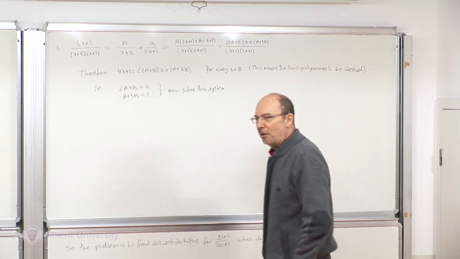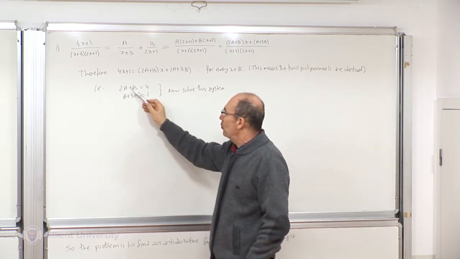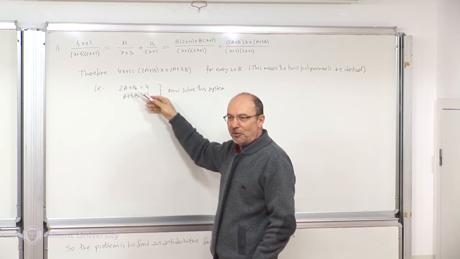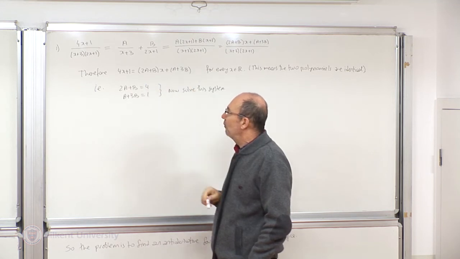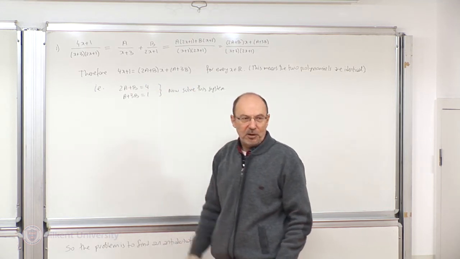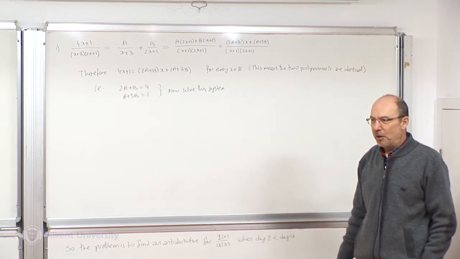You find a. So if you are esoteric, you can consider the coefficient matrix 2, 1, 1, 3. Find its inverse. Multiply the inverse by the column vector 4, 1. That immediately gives you what the unknowns a and b are.